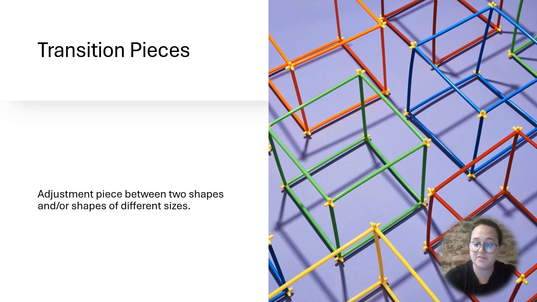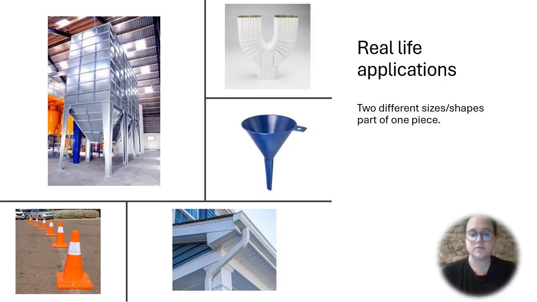Now that we know the overview of the chapter, we can take a look at specific work we will be doing. We will take a look at transition or transformation pieces. So these are adjustment pieces between two shapes or a shape of different sizes. Now let's take a look at what a transition piece would look like in real life. We have an example here of a hopper, a funnel, a cone, and two examples of a gutter.